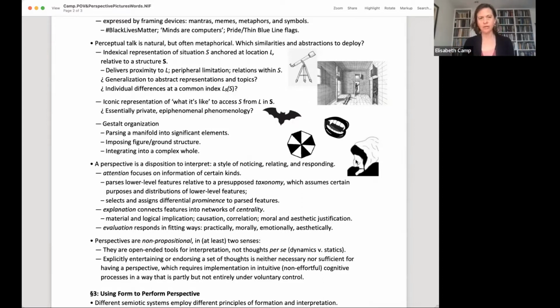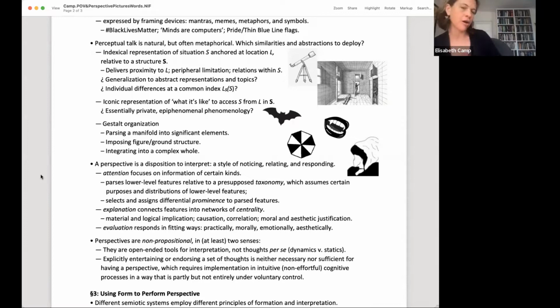So there are three features that I want to draw out in the appeal to gestalt organization. The first is that gestalt parses this complex manifold into elements that have a certain significance. And that may be more or less automatic in virtue of very dramatic contrasts in coloration, or it may be more cognitively loaded. The second thing is that a gestalt organization imposes a figure-ground structure, and we see that with the Scottish cross. You can pop either way. And the final thing is that it organizes, integrates those parsed significant elements into a complex whole, where the significance of those parts may depend, often does depend, upon their role within the whole.